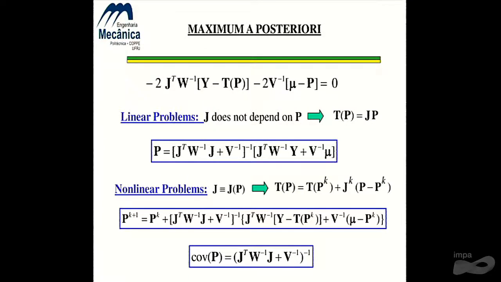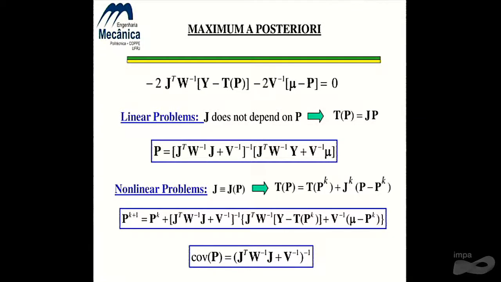Then, if we take the gradient of this objective function, if we have a linear problem, so the response is equal to the sensitivity matrix multiplied by the parameters, we get this closed form expression. And if we do Newton-Gauss, we approximate T of P around the estimation that we have for the solution at iteration pk, and then we get this iterative procedure where we can see that the effect of the covariance matrix is like the effect of Tikhonov's regularization. When we have small variances here, we actually increase the condition number of our model matrix, given by the information matrix J transpose W minus 1 J.